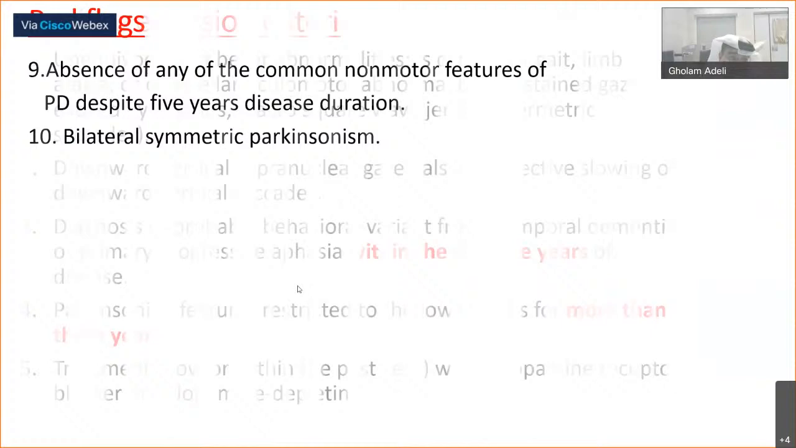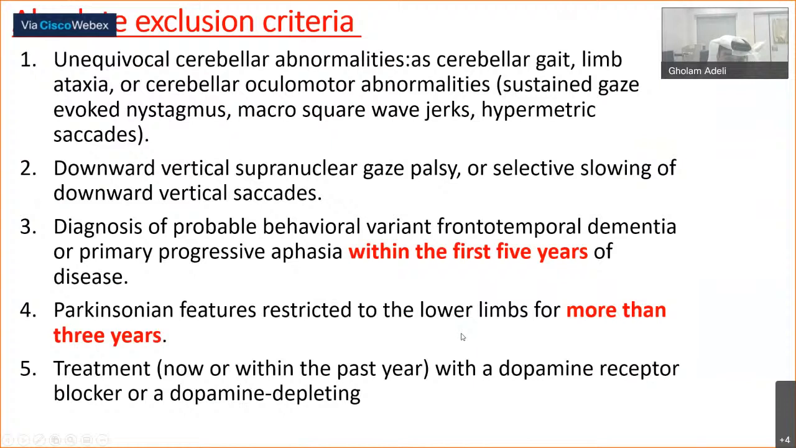So what are the absolute exclusion criteria? If you have cerebellar involvement and it's really prominent, then you are dealing with multiple system atrophy. If you have a supranuclear gaze palsy, and we are talking about impaired downgaze vertical saccades, or behavioral variant frontotemporal dementia within the first 5 years, or a speech problem, progressive aphasia. Or you have Parkinsonism that is restricted to the lower part of the body.